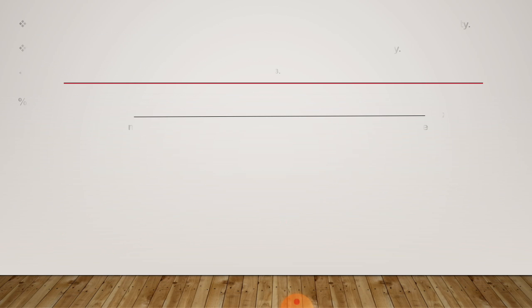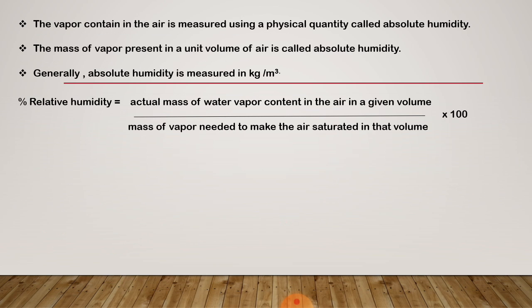Okay. Yes, so the vapor content in the air is measured using a physical quantity called absolute humidity, and the mass of vapor present in a unit volume of air is called absolute humidity, and it is measured in kg per meter cube. So what is the formula for percentage relative humidity?